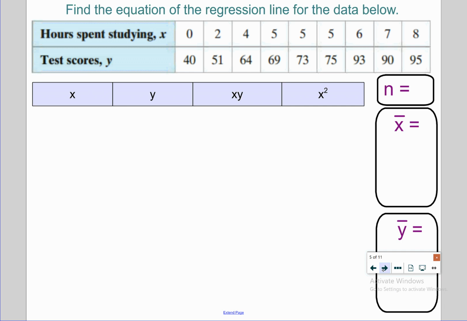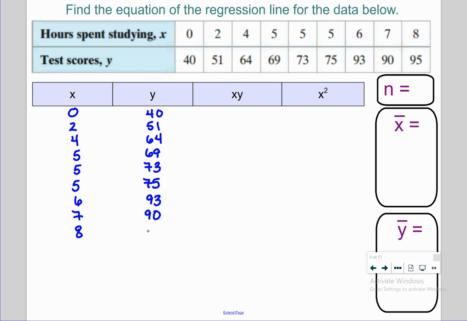X represents hours spent studying. Y represents test score. So first thing I'm going to do is just put these in columns instead. So let's fill those in. My X's: 0, 2, 4, 5, 5, 5, 6, 7, 8. My Y's: 40, 51, 64, 69, 73, 75, 93, 90, 95.